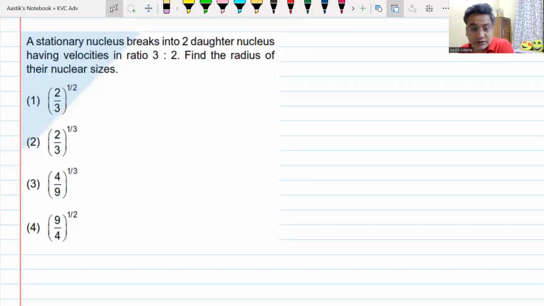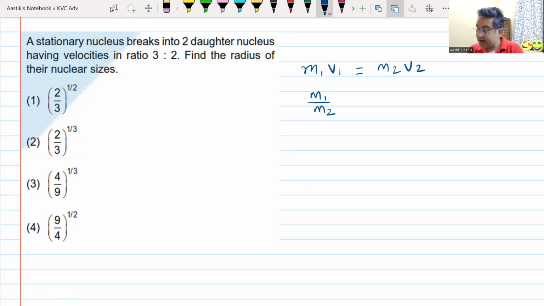So the stationary nucleus breaks into two daughter nuclei. The nucleus is stationary, so the law of conservation of momentum should hold: m1 into v1, the momentum of the first one, should be equal to m2 into v2. So from here I can say m1 by m2 will be equal to v2 by v1, and v2 by v1 will be equal to 2 by 3. The ratio of their masses will be equal to the ratio of their mass numbers.